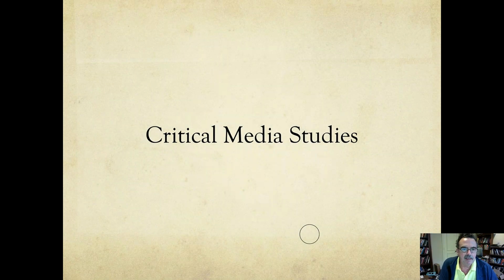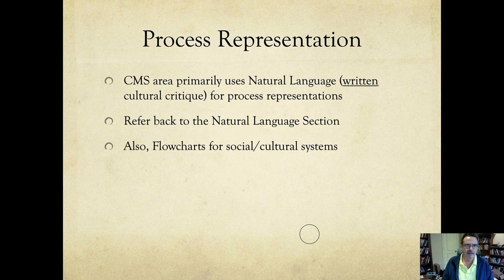An area within ATEC is a vibrant area, critical media studies. So I'm just going to have a few words on what process modeling might mean within critical media studies. Some things you can think about.